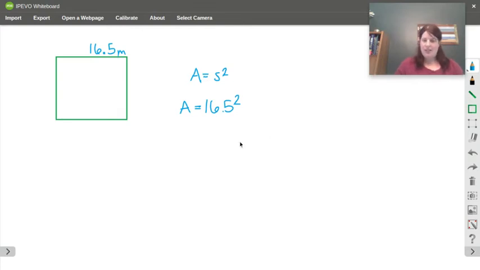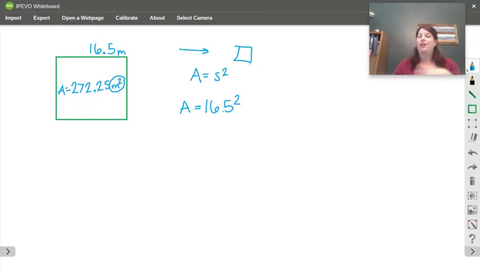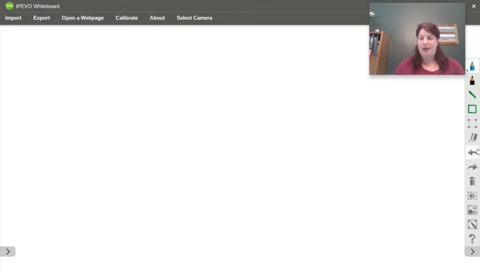So my answer here is area equals 272.25 meters squared. So this squared is not saying we square this number. It's just referring to how it's not just a length meter, it's a square meter. Okay? All right, so let's move on. So that's how to use that formula for a square. Let's look at the formula for a rectangle.